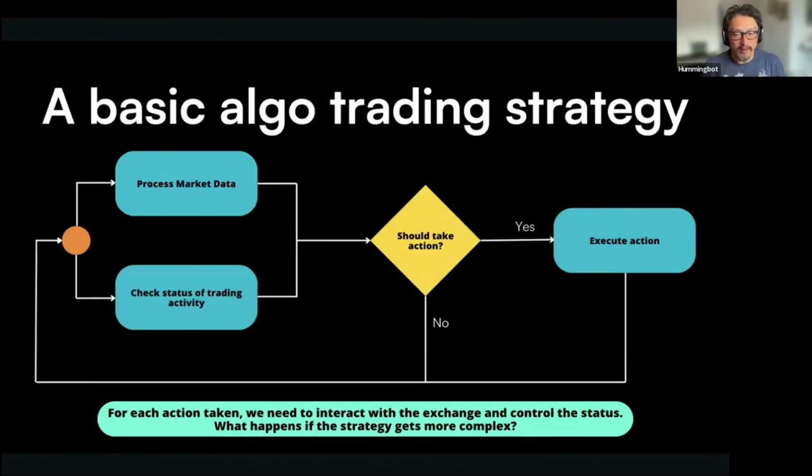A basic algo trading strategy is essentially a program that runs every tick. In our model, the way Hummingbot works is that you connect to the different data sources that you want to record.